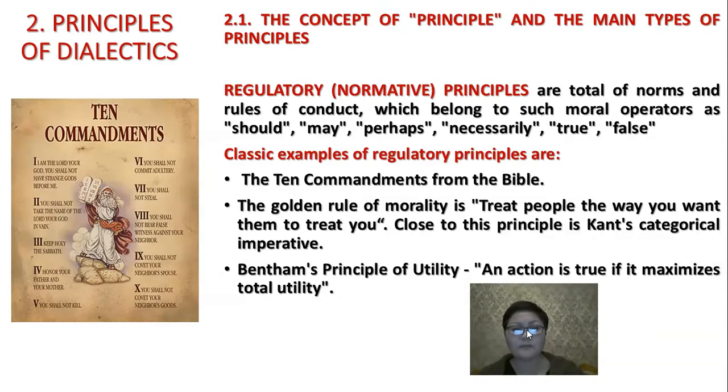Regulatory or normative principles are the total of norms and rules of conduct which belong to such moral apparatus as should, may, perhaps, necessarily, true, false. Classic examples of regulatory principles are the Ten Commandments from the Bible. The golden rule of morality is treat people the way you want them to treat you. Close to this principle is Kant's categorical imperative.